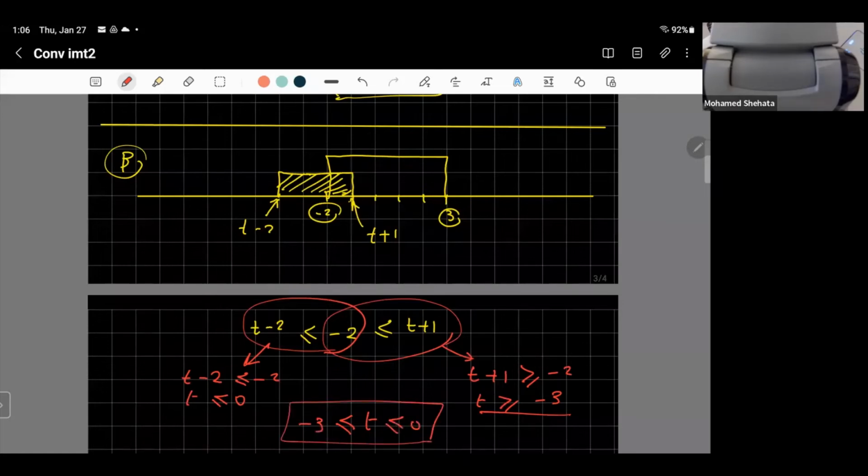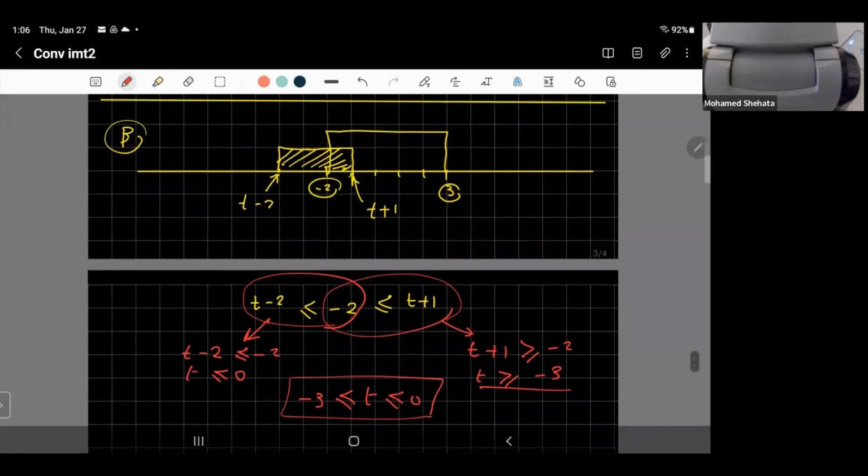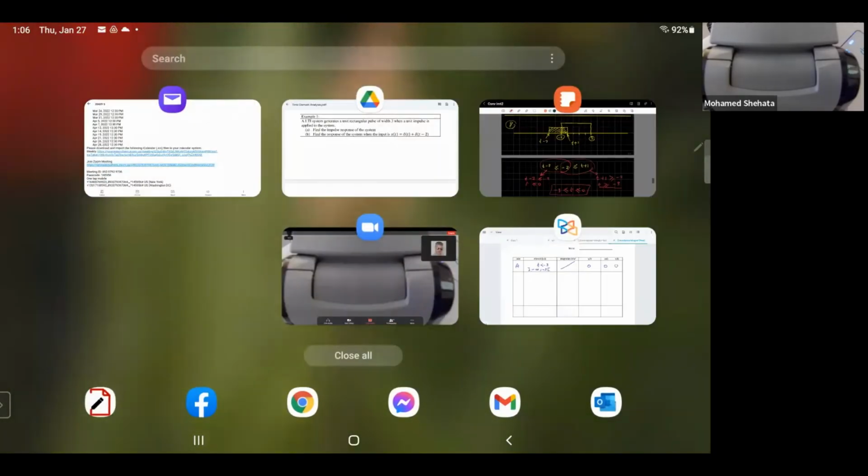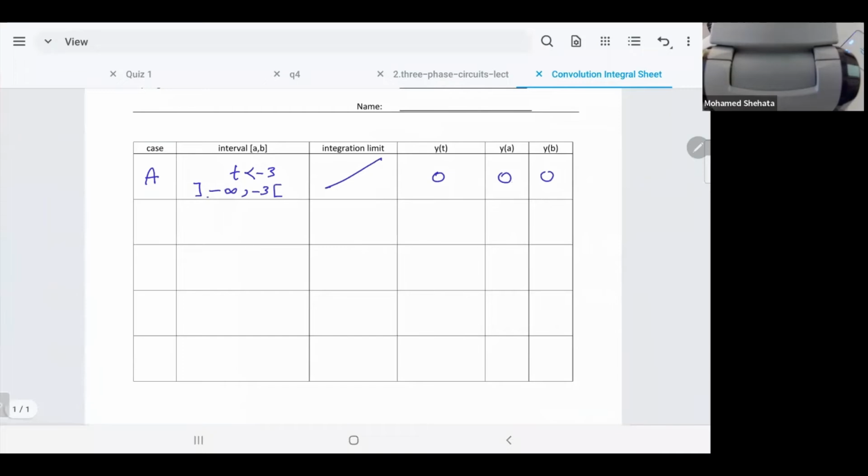From -3 to 0. I will go, and you will go to the table and you write stage B, t greater than -3 and less than 0. You can make it like that if you wish. So that's your A and B.